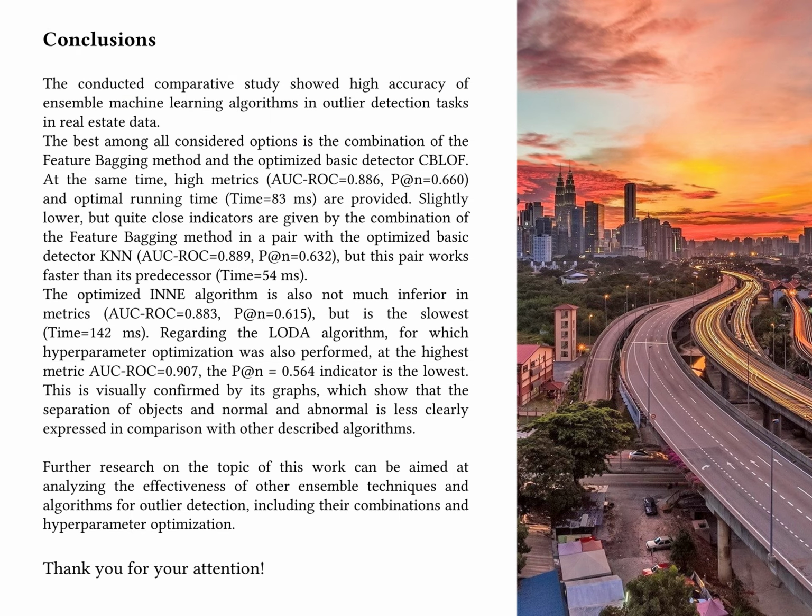The conducted comparative study showed high accuracy of ensemble machine learning algorithms in outlier detection tasks in real estate data. The best among all the options considered is a combination of the feature bagging method and the optimized base detector CBLOF. At the same time, high metrics and optimal running time are provided. Slightly lower but quite close indicators are given by the combination of the feature bagging method in a pair with the optimized base detector KNN, but this pair works faster than its predecessor.